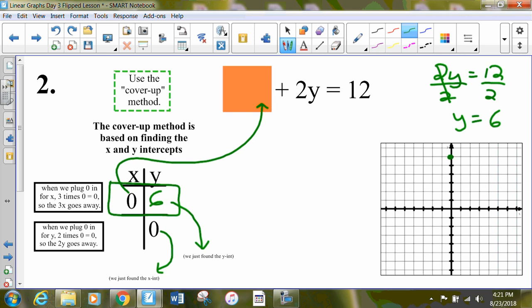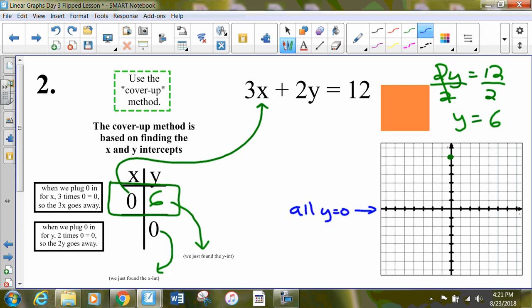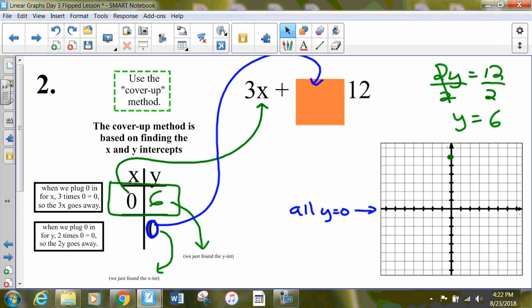Now we need to find the x-intercept. And that means for the x-intercept, all the x-intercepts have y equal to 0, right? If you think of any point on this x-axis, all y's are equal to 0 on the x-axis. So we're going to plug in a 0 when we see y, and 2 times 0 is 0. It went away. Let's cover it up. All right, if it's gone, then we're just left with 3x equals 12.